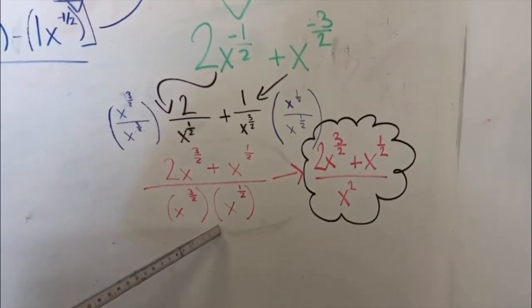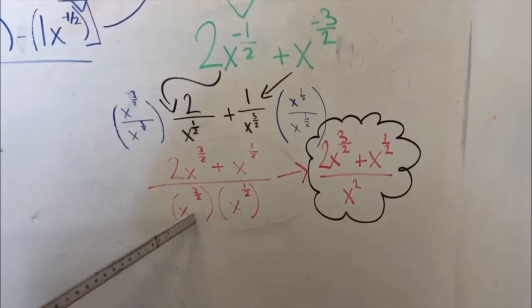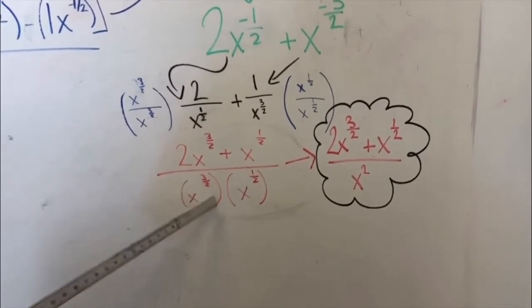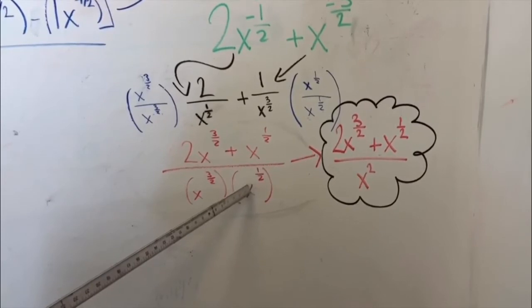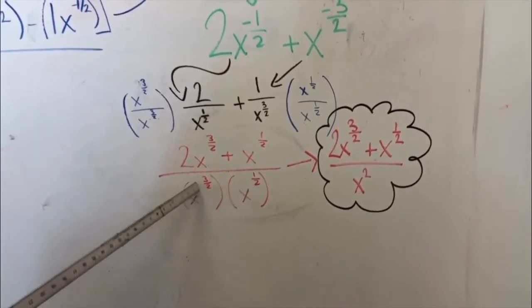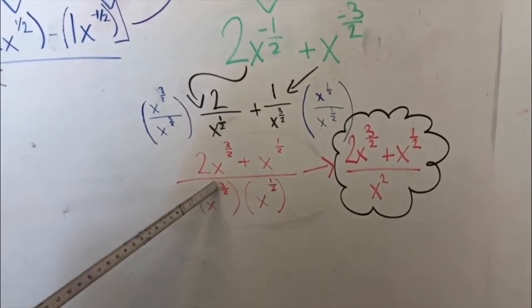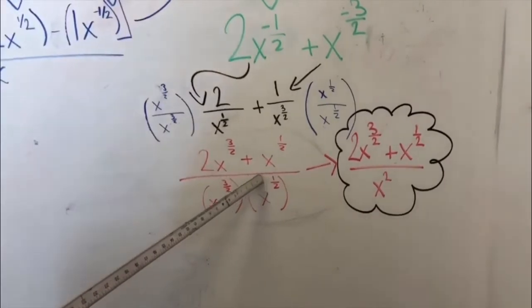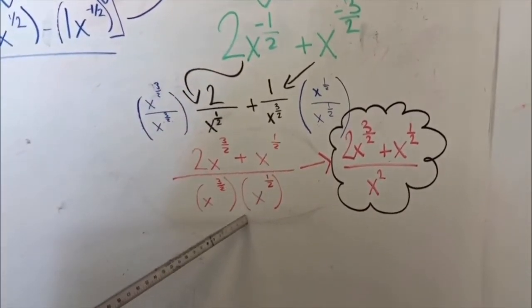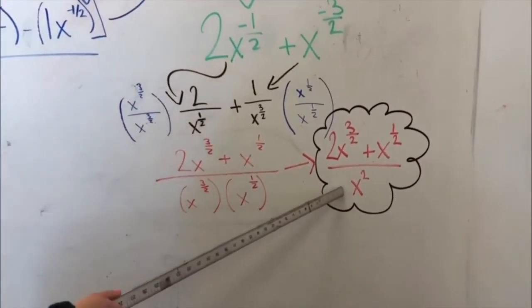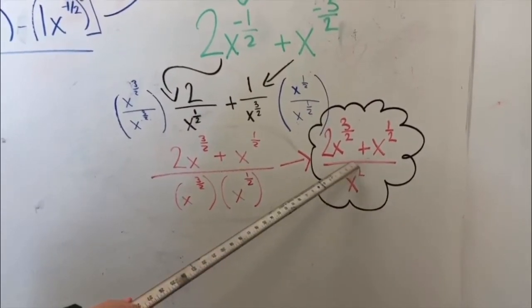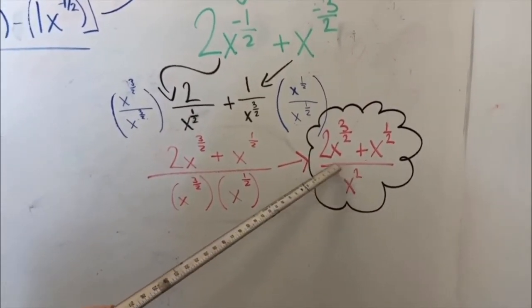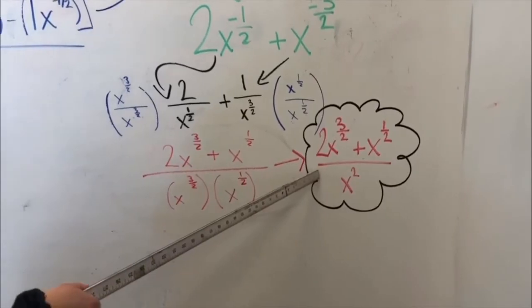And so we'll just bring these two together because x to the 3/2 power times x to the 1/2 power, we can simplify that by adding 3 and 1 to get 4/2, and we'll just rewrite that as x to the 2nd power. And this is our final answer.